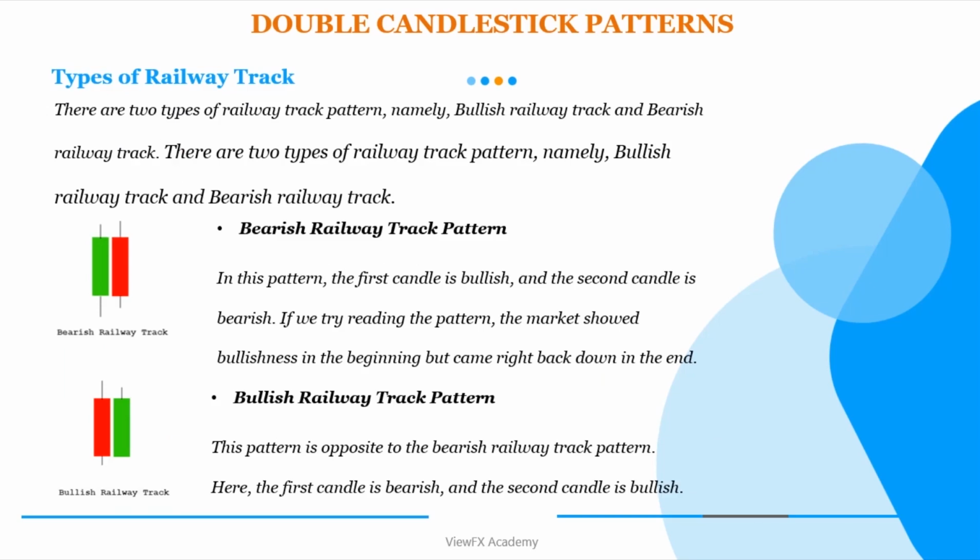Bearish railway track pattern. In this pattern, the first candle is bullish, and the second candle is bearish. If we try reading the pattern, the market showed bullishness in the beginning but came right back down in the end. Bullish railway track pattern. This pattern is opposite to the bearish railway track pattern. Here, the first candle is bearish, and the second candle is bullish.